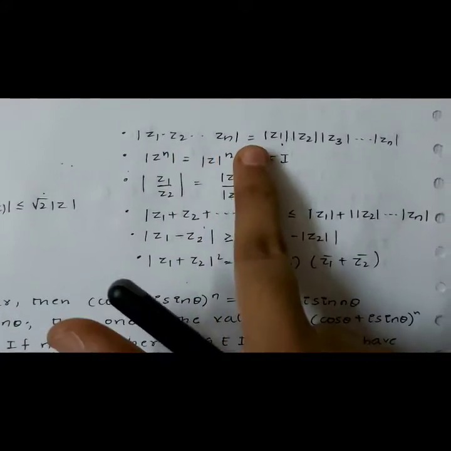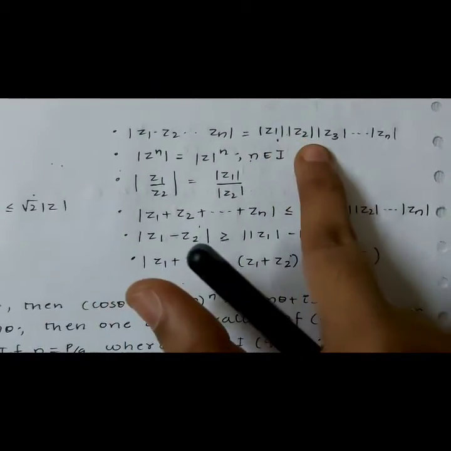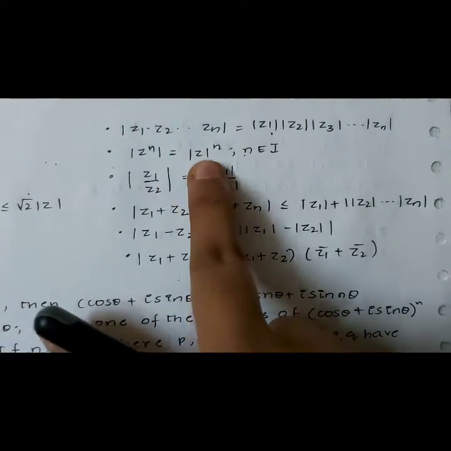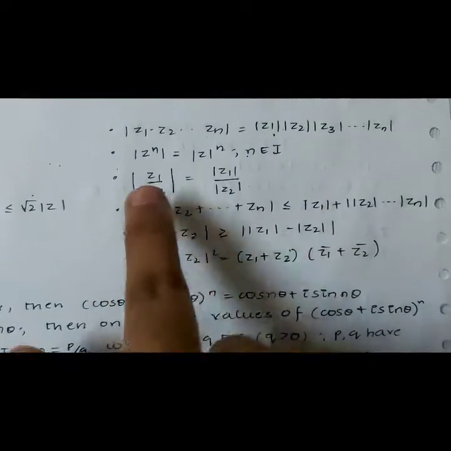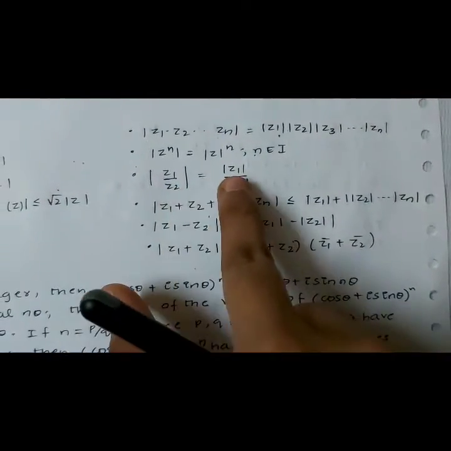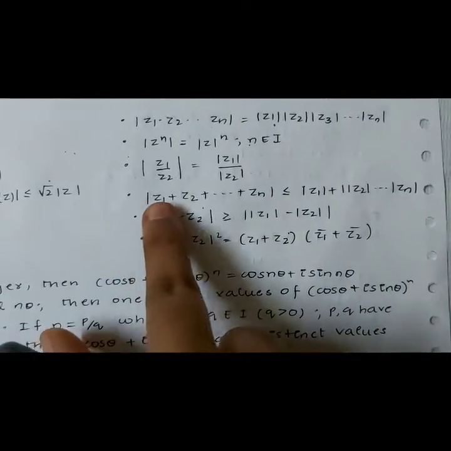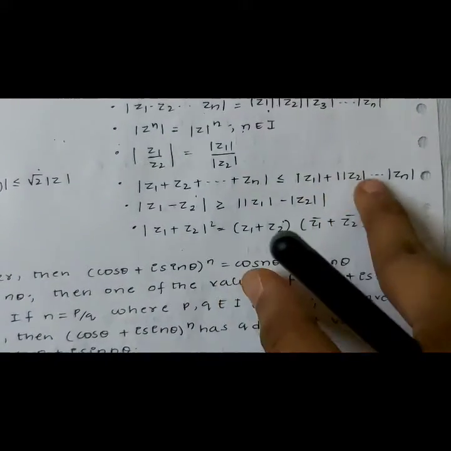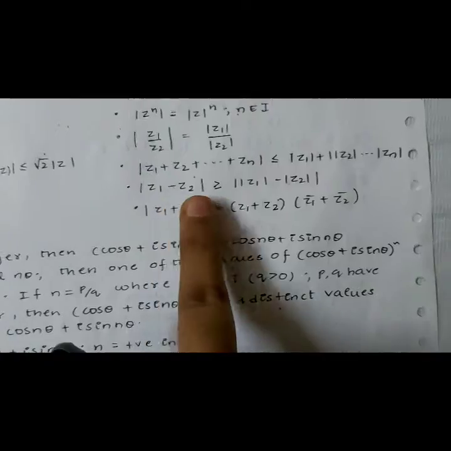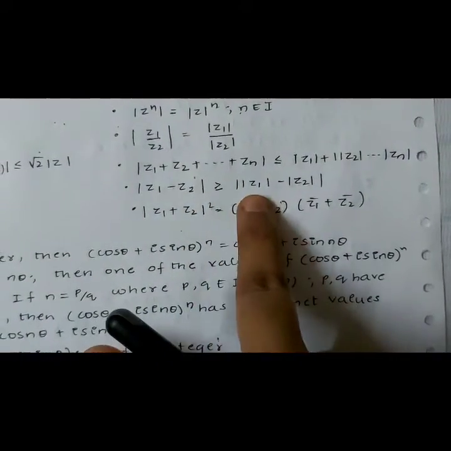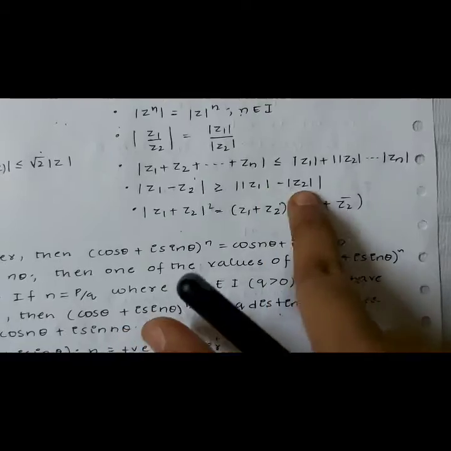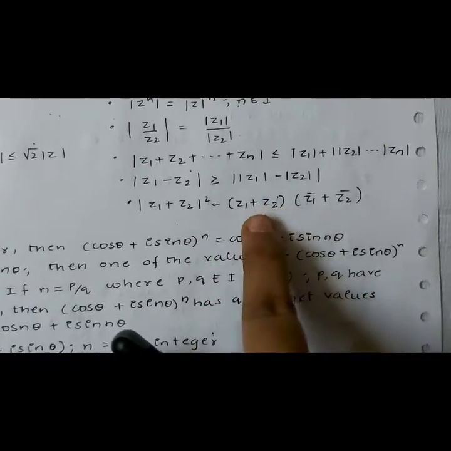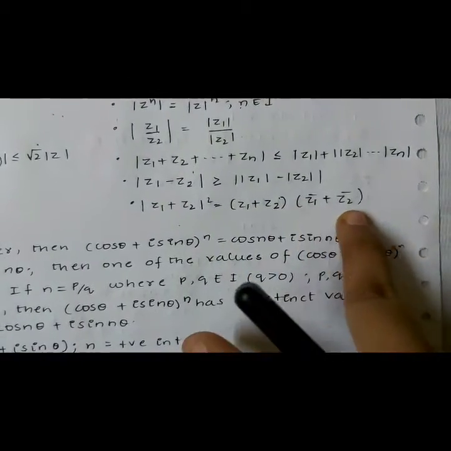Modulus of z1 z2 and so on Zn is modulus of z1 into modulus of z2 into modulus of z3 and so on modulus of Zn. Modulus of z power n is modulus of z whole power n when n belongs to integers. Modulus of z1 by z2 is modulus of z1 by modulus of z2. Modulus of z1 plus z2 plus z3 and so on Zn is less than or equal to modulus of z1 plus modulus of z2 and so on modulus of Zn. Modulus of z1 minus z2 is greater than or equal to modulus of z1 minus modulus of z2. Modulus of z1 plus z2 whole square is equal to z1 plus z2 into z1 bar plus z2 bar.